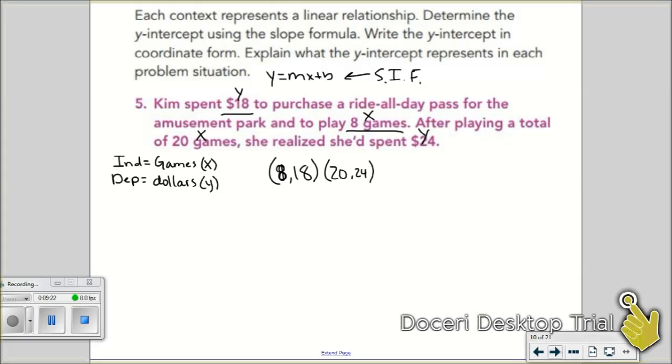Okay? So now remember, we do x1, y1, and x2 and y2, and then we put that into our formula. So remember, it's y2 minus y1 over x2 minus x1. So we're just taking 24 minus 18 over 20 minus 8. And this is going to give us our slope. So I'm going to give you a second to subtract this out and get the slope. Remember, anytime we can reduce, we want to do that. So if you can reduce, go ahead and reduce it.